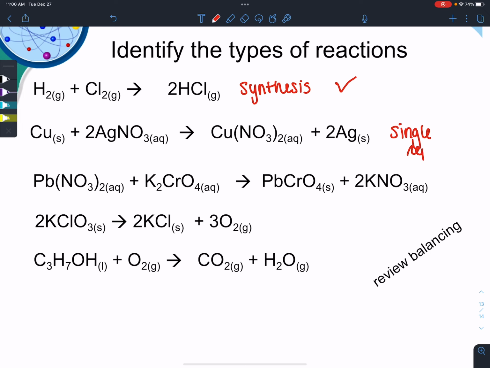And remember, you can also call this single displacement. That's completely fine. You'd get full credit for that. Let's check our balancing. We have 1 copper, 1 copper, 2 silvers, 2 silvers, 2 nitrates, 2 nitrates. We are balanced.